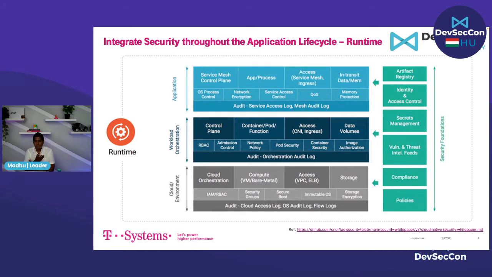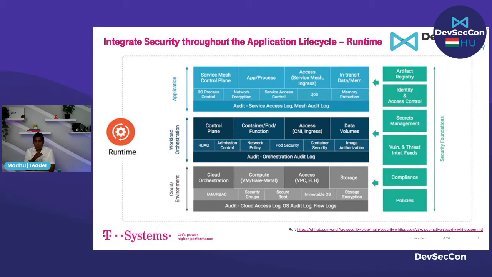On the access layer, on the cloud, you use identity access management. For any hyperscalers, you can control authentication and then authorization, what they can do. But on the Kubernetes level, you can see RBAC, role-based access control, at the control plane level, admission, network policies, pod security, which we have seen in the previous slides, image authorization, and data volumes. So this can be on your access level.